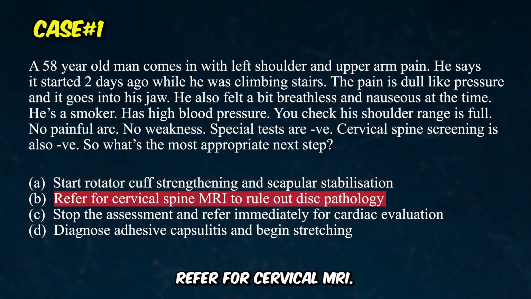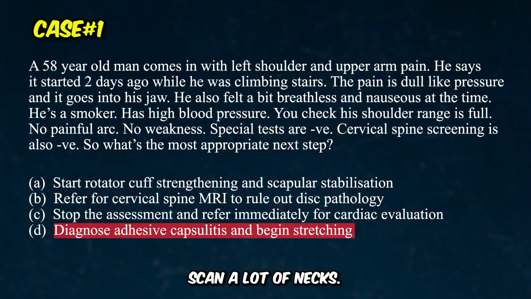Refer for cervical MRI. The pain is in the shoulder and arm. Could it be the neck? Possibly. Cervical radiculopathy can refer to the shoulder, but look at the details. The pain is dull and pressure-like, not sharp or shooting. It goes to the jaw, not a dermatomal pattern. It came on with exertion, not neck movement, and cervical screening was negative. If you're ordering an MRI for every shoulder pain that doesn't fit, you are going to scan a lot of necks, but more importantly, you are going to miss the heart.